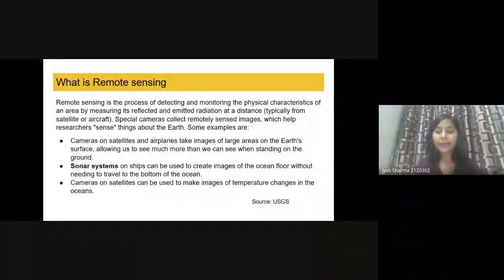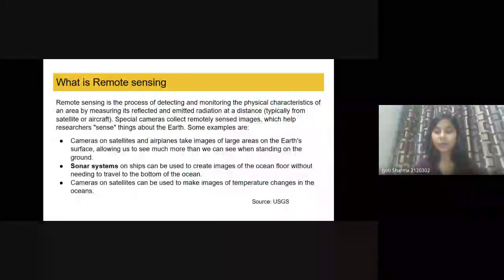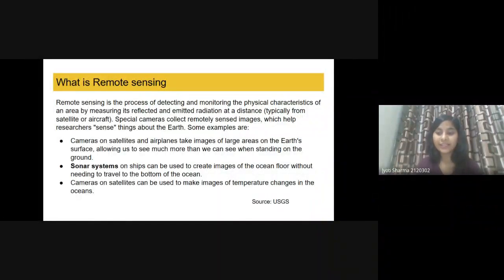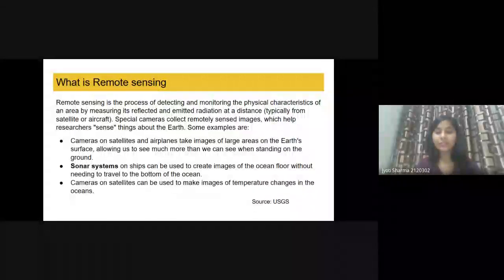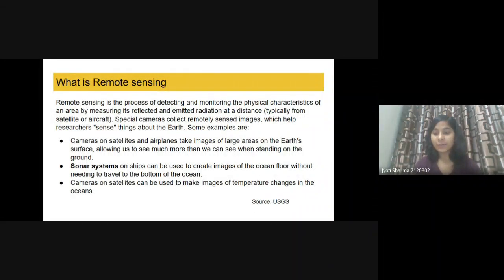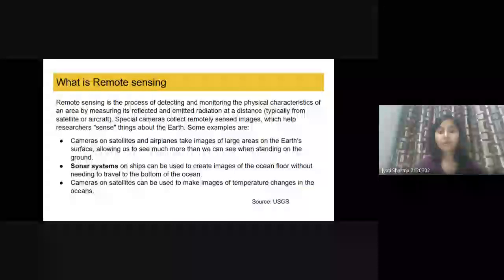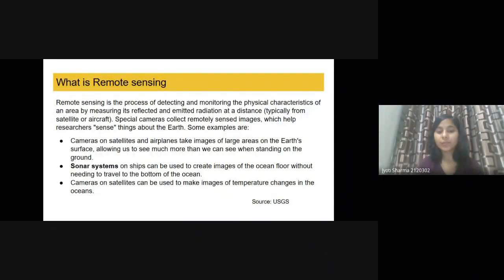Based on the time it has taken, and the speed of that sound wave we sent to the surface below the ocean, we can get the information of how much distance we have between the ship and, let's say, the hill, so that the ship can navigate very easily. This is how the sonar system works. The sonar system on ships can be used to create images of the ocean floor without needing to travel to the bottom of the ocean.